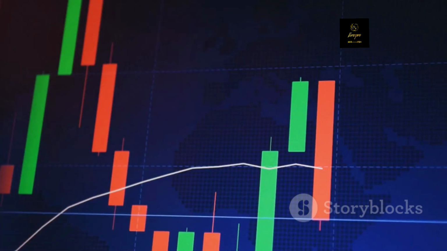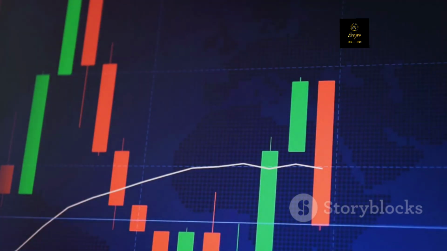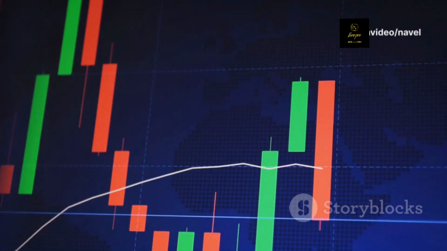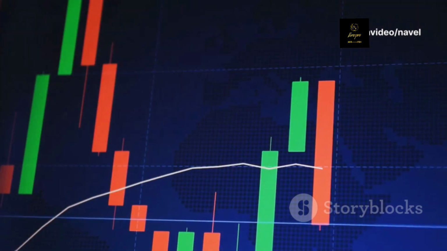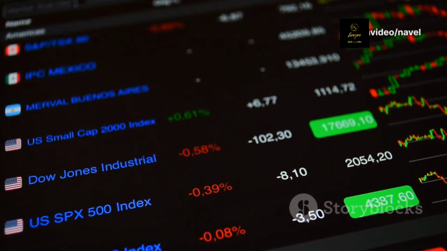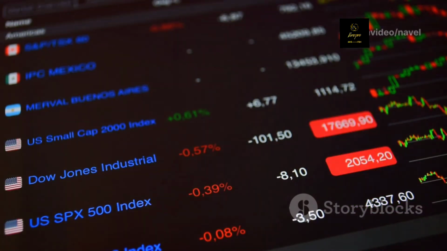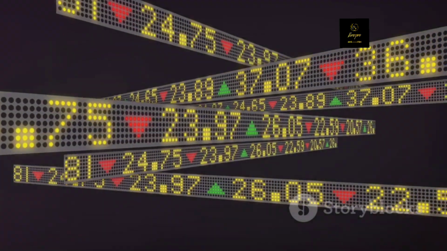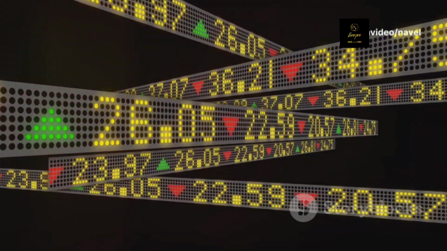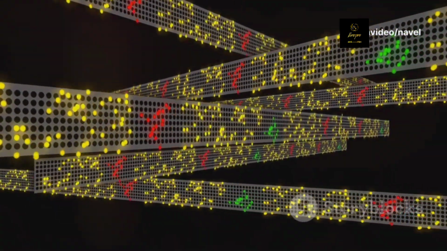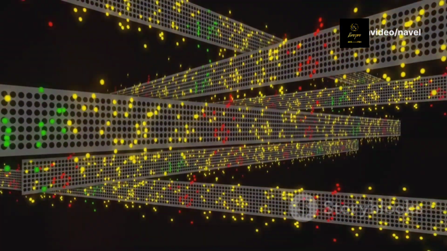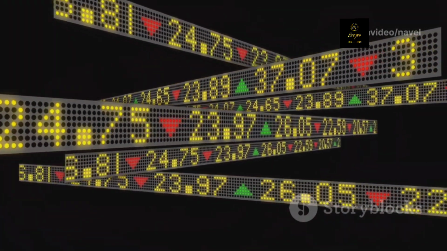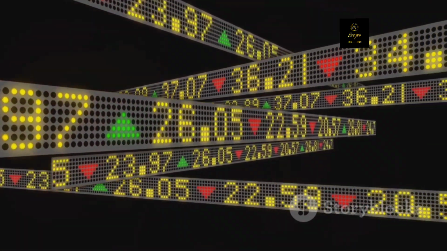Chapter 13. Volatility, the spice of life and risk. Volatility. It's what makes the Forex market so exciting and potentially nerve-wracking. Volatility refers to the degree of price fluctuations in a currency pair over a particular time period. High volatility means large price swings, creating opportunities for big profits, but also increasing the risk of significant losses.